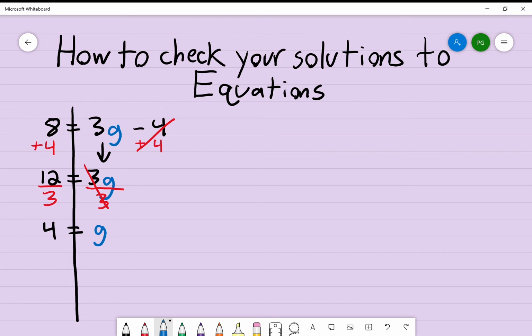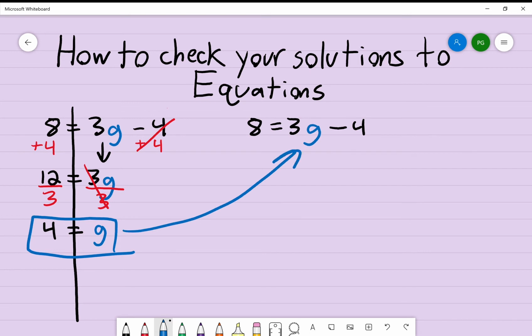Now let's say I wanted to check this because I was unsure, right? Here's how I check it. Step 1, I rewrite my equation. 8 equals 3g minus 4. Now, remember your g is your variable, so this is what you're going to do. You see how here you arrived at the conclusion that g equals 4? You're going to go over here to your equation and you're going to replace the g with the 4. Everything else will stay the same, but you're replacing the g with the 4.